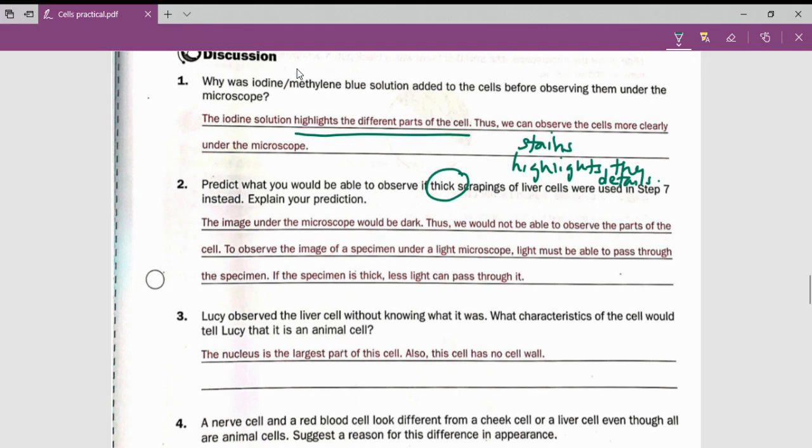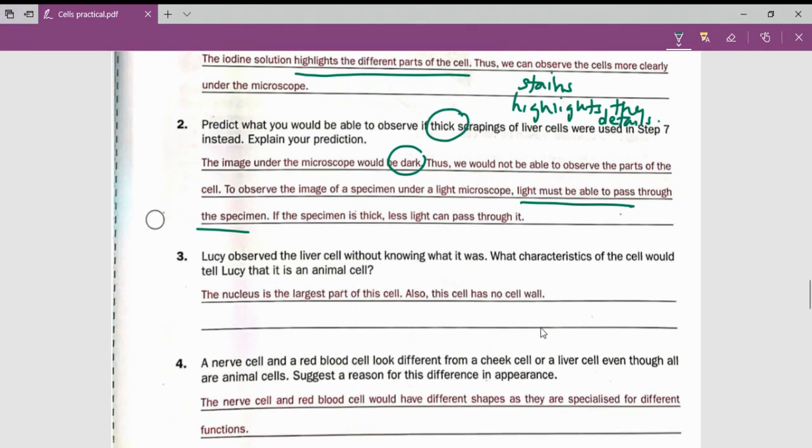Okay, you will see the image as very dark. The reason behind is the light might not be able to pass through because it's too thick. Okay, you want to get a clear image, a lot of light must be able to pass through the specimen. Okay, if it's too thick, then there will be lesser light passing through. So the thicker it is, it hinders the passage of light, and a dark image will be seen. Probably we'll see a bit of image, but it will be dark. Okay, that is question 2.